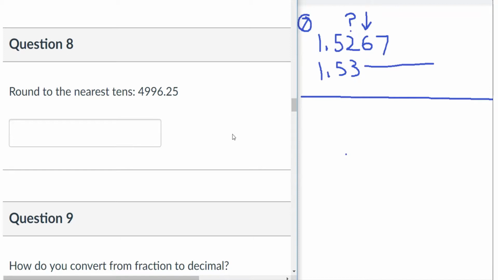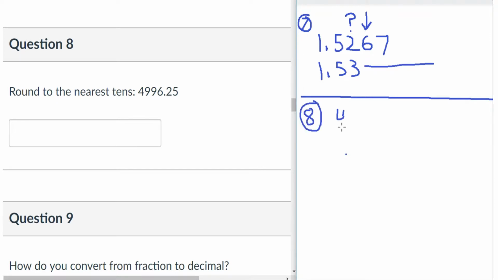Number 8, we're going to round to the nearest tens. So 4,99625. So the 9 is in the tens, and we look at the 6, so we'll need to round up. So the 9 becomes a 10. Just remember to carry the 1. So when you carry the 1, this 9 also becomes a 10, and you'll have to carry the 1 to the 4. So your final answer is 5,000.